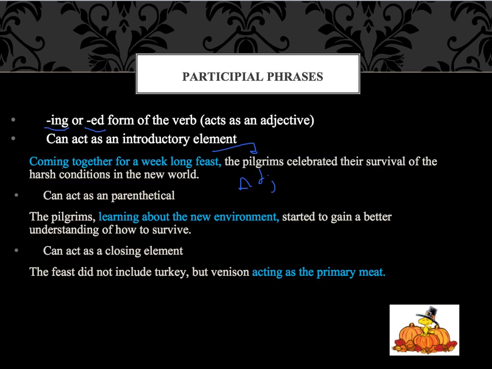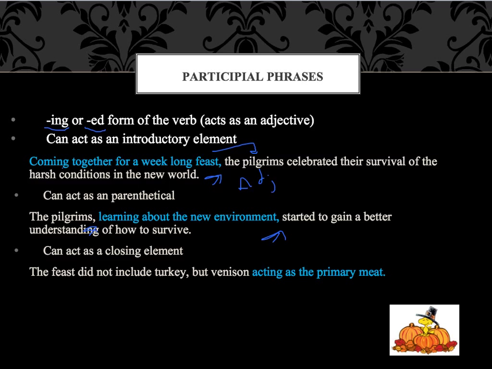We also know they can act as a parenthetical, meaning they can interrupt the sentence. The pilgrims, comma, learning about the new environment, comma, started to gain a better understanding of how to survive. Okay. And notice again, when we have participial phrases, we do need a comma. There's one in the first one after. This one's an interrupter. So it goes in before and after.